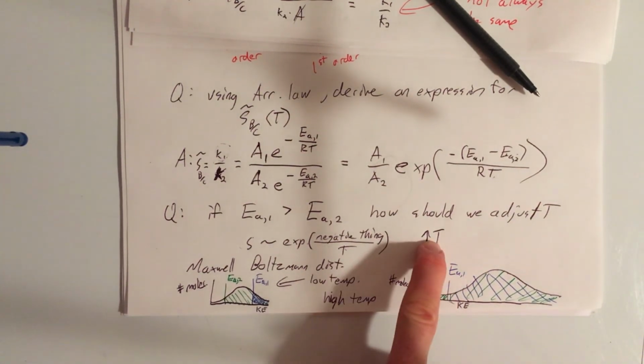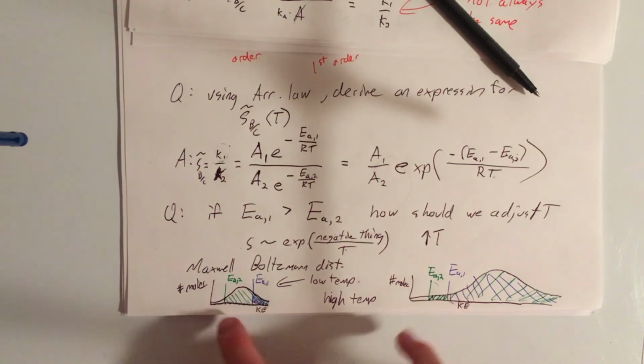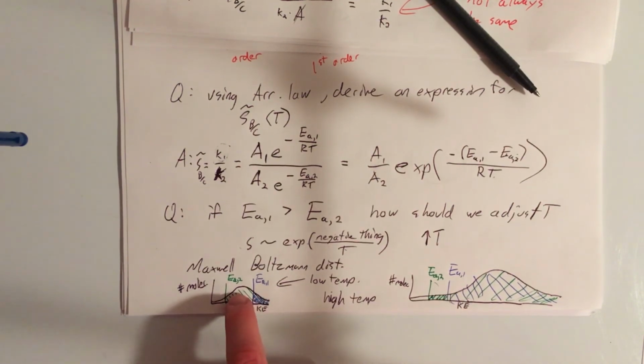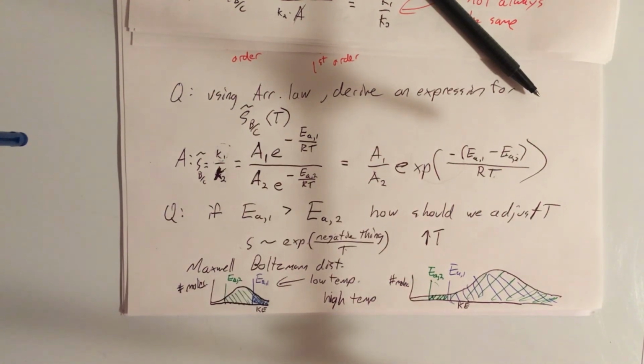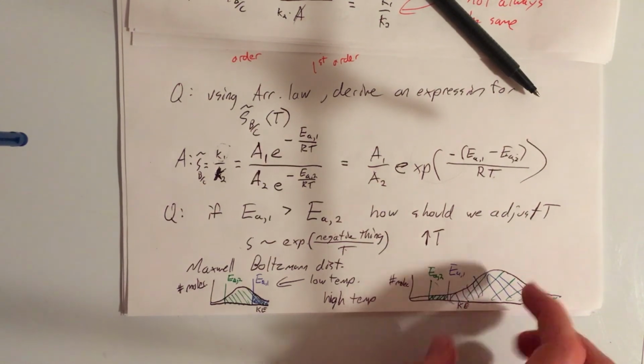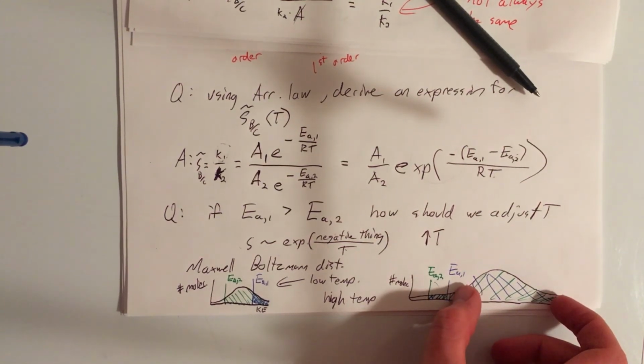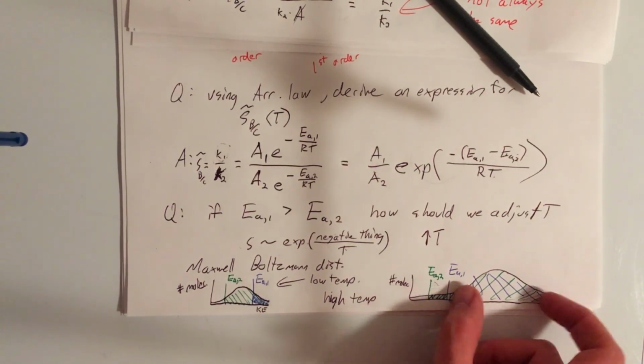So we can think of raising temperature as affecting the proportion which is in between the two activation energies. And if we want product 1, then we want to push the entire distribution to be above both activation energies.